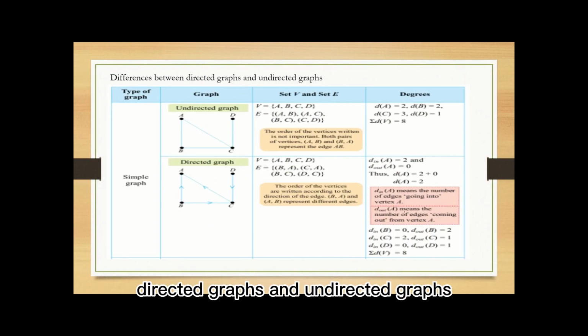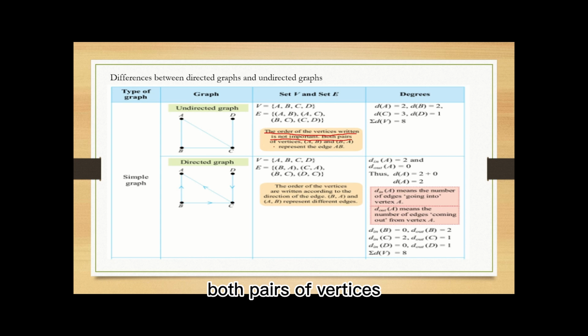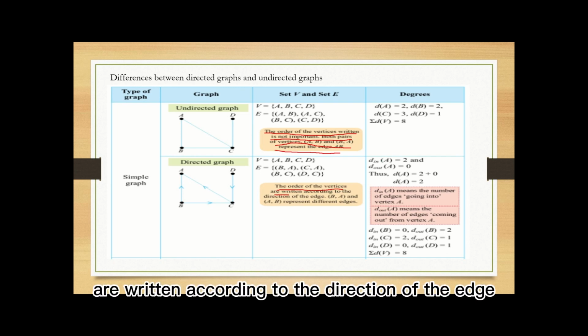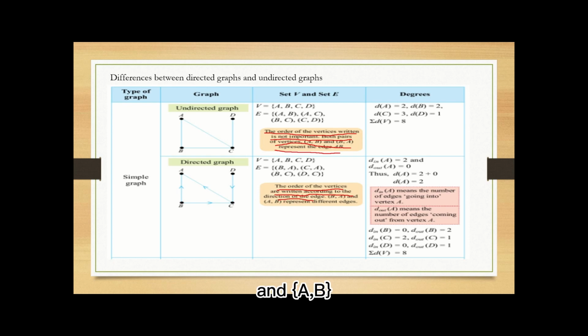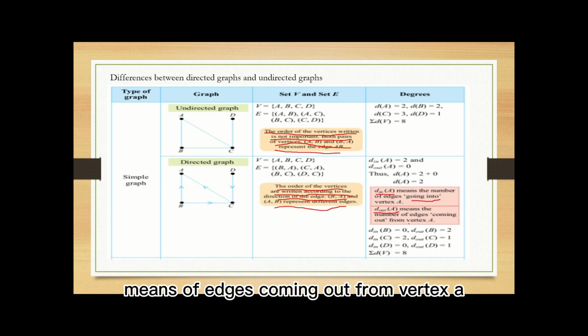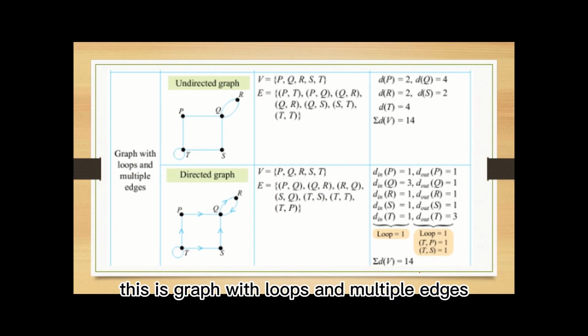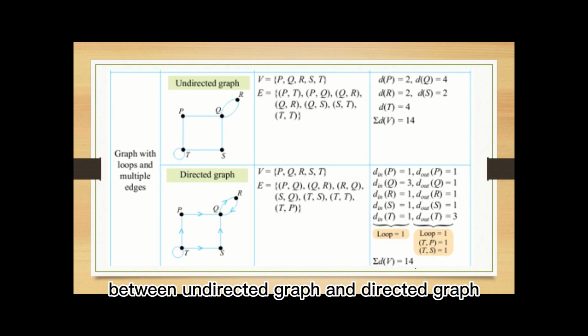Differences between directed graphs and undirected graphs. In an undirected graph, the order of the vertices written is not important. Both pairs of vertices, A, B and B, A, represent the edge AB. In a directed graph, the order of the vertices is written according to the direction of the edge; B, A and A, B represent different edges. D in A means the number of edges going into vertex A, D out A means the number of edges coming out from vertex A. This is a graph with loops and multiple edges, for undirected graph and directed graph.